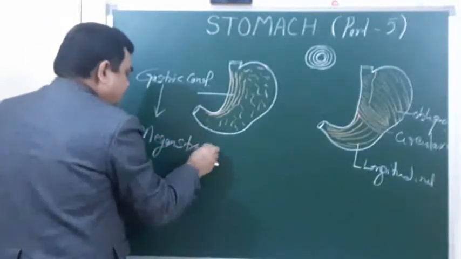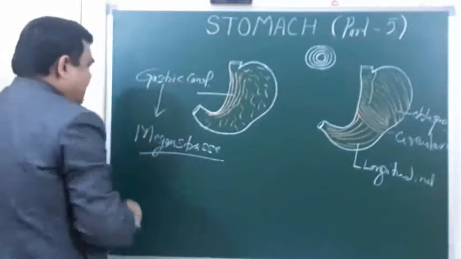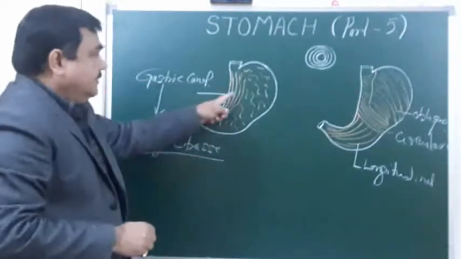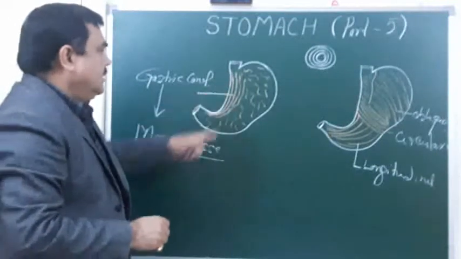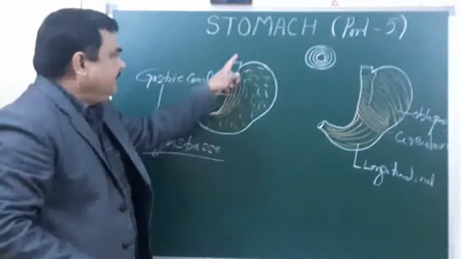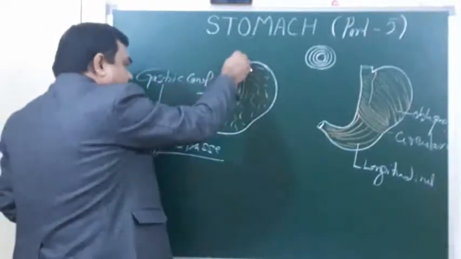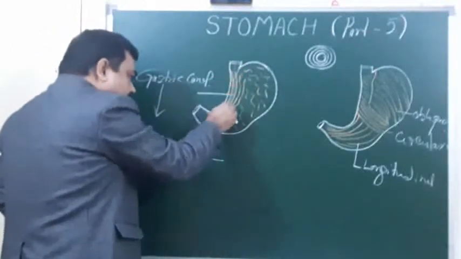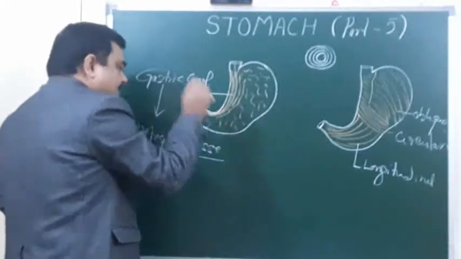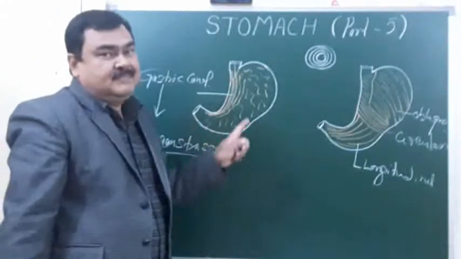Magenstrasse. This is the gastric canal or Magenstrasse. This is a rapid pathway for swallowed liquid. If you take liquid, it easily passes through this. This is the rapid pathway for the passing of the liquid.